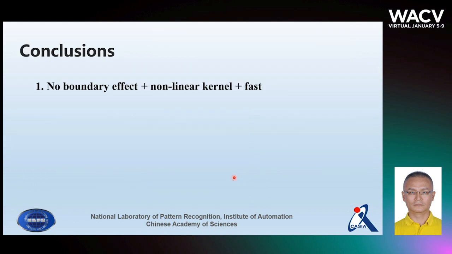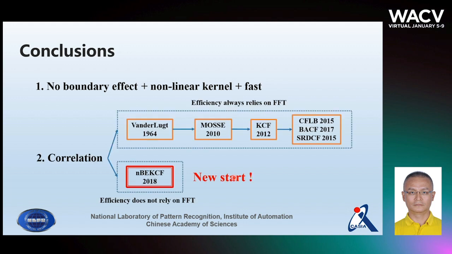Without the boundary effect, being able to exploit nonlinear kernels and run at high speed, our filter possesses all these characteristics that were hard to manage simultaneously before. Since 1964, all correlation filter-based pattern recognition techniques have had to rely on FFT to work efficiently. From now on, our filter provides an efficient and more powerful alternative without FFT.